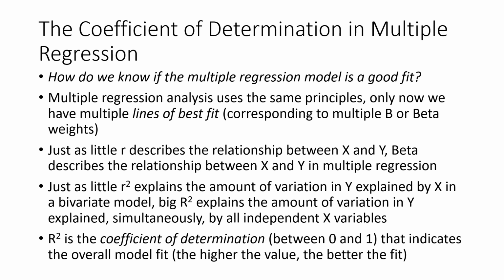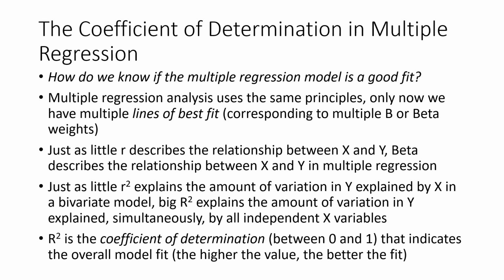And just as little r in the context of simple regression or bivariate regression describes the relationship between x and y, beta also describes the relationship between x and y in multiple regression in similar terms, that is to say, in standardized terms. R is always going to be a number between -1 and 1, and beta is always going to be a number between -1 and 1.